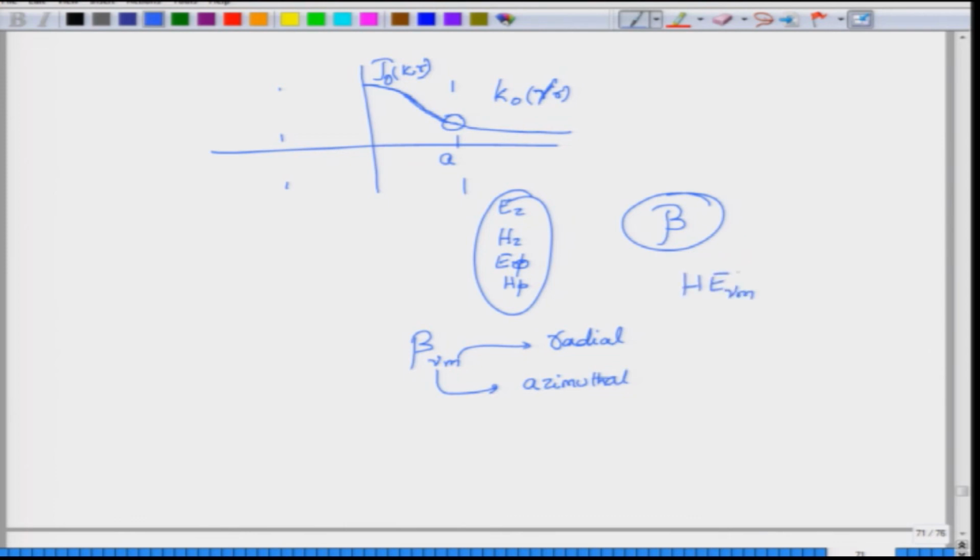Under certain approximations, you can go to the general solutions of the fibers, which are called HE nu m or EH nu m, where HE stands for hybrid electric modes and EH stands for hybrid modes, where Ez dominates Hz in one and Hz dominates Ez in the other. Only in the special case of nu equal to 0, you are going to get TE0m or TM0m modes, that is you will get the TE and TM modes only when nu is equal to 0. Apart from this, in general the solutions are HE modes.